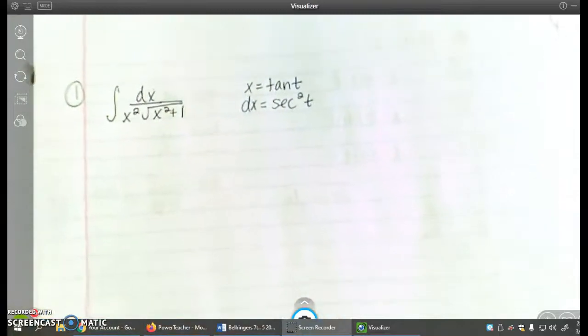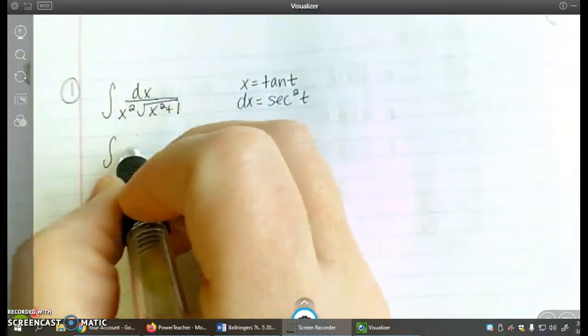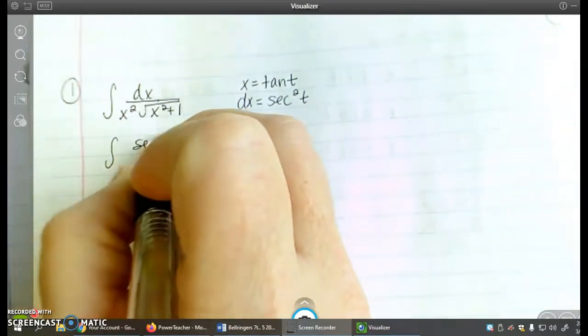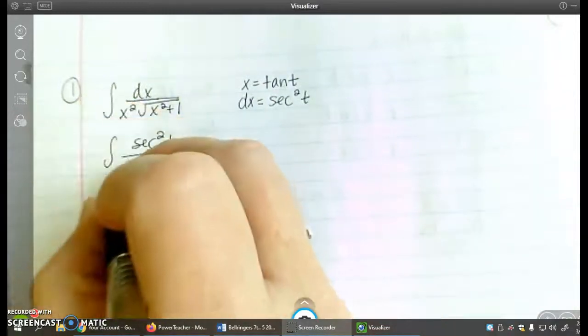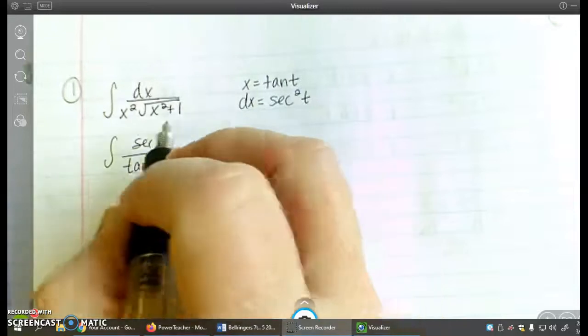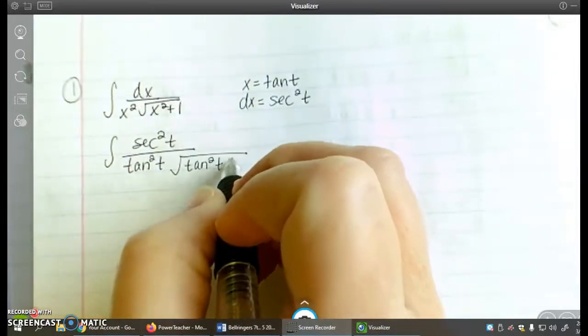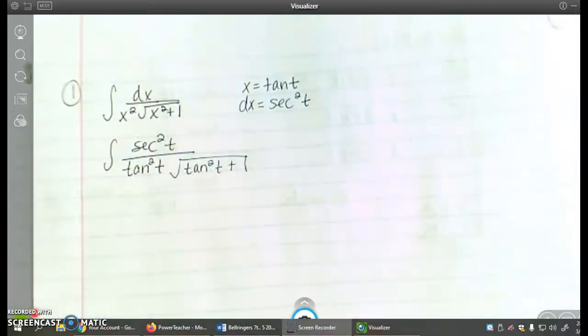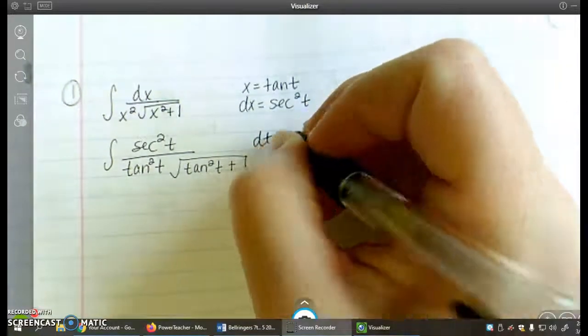So we're going to rewrite this integral as the dx goes here, so we're going to write secant squared t. Alright, we know that x is tangent, so we're going to write tangent squared t. And then tangent squared t will go there as well, plus 1. And then we changed everything to dt now. Since all these are now in t's and there's no x's, this is dt.